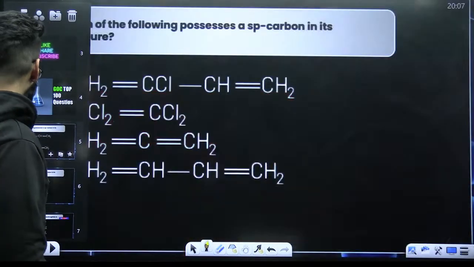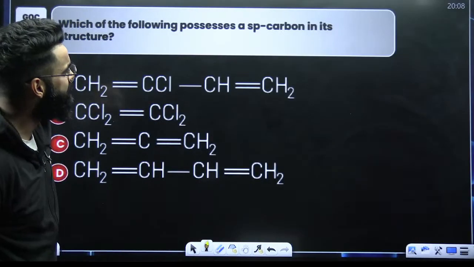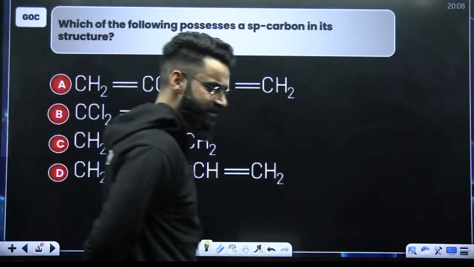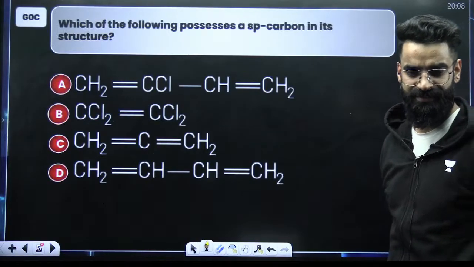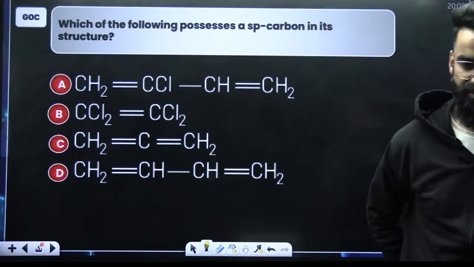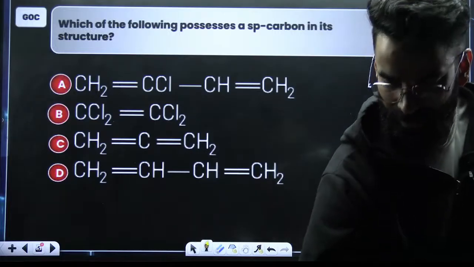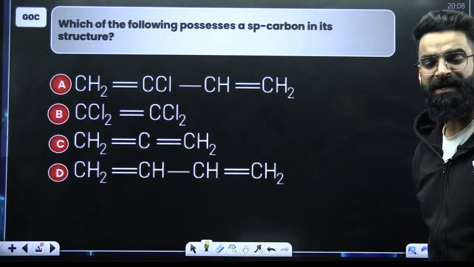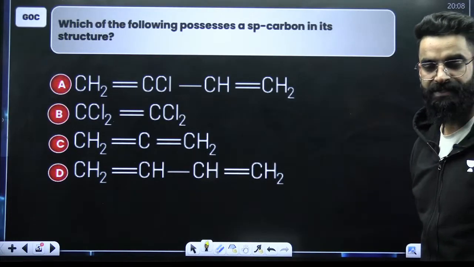Let's get started with the first question, which is on your screen. Which of the following possesses the sp carbon in its structure? In which of the structures, my dear students, do you see sp hybridized carbon? I would want your answers in the chats. I would want the chats to be continuously running in today's session, because I'm pretty much sure you will be solving each and every question on your own. I want to see the answers in the chats, people.